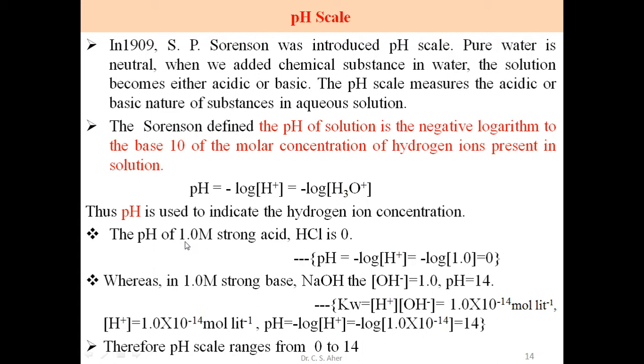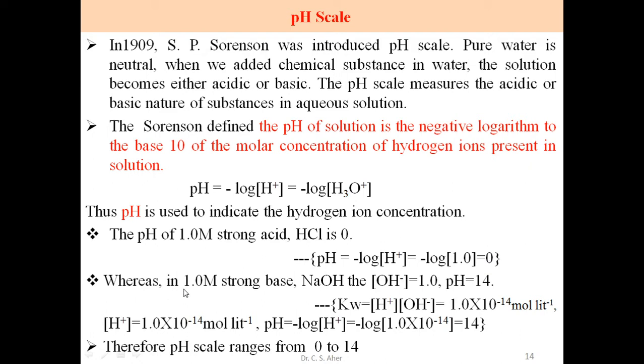The pH of a 1 molar strong acid, for example HCl, is 0. How? pH is equal to minus log of the H+ ion concentration. If it is a strong acid, the H+ ion concentration is the same, that is 1 mole per liter or 1 molar. So we put this value 1 here. So minus log of 1 is 0.